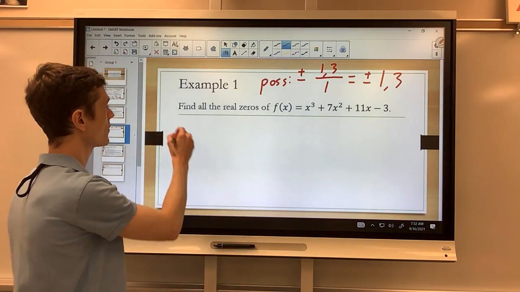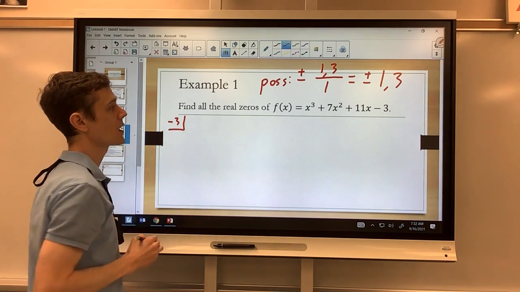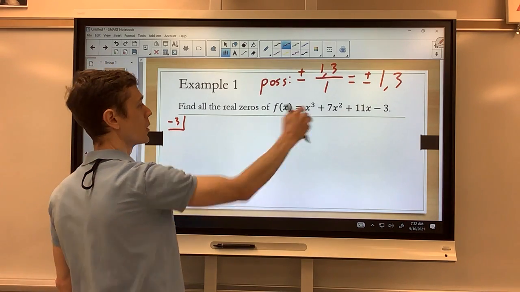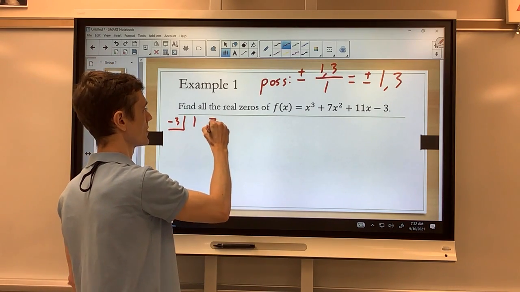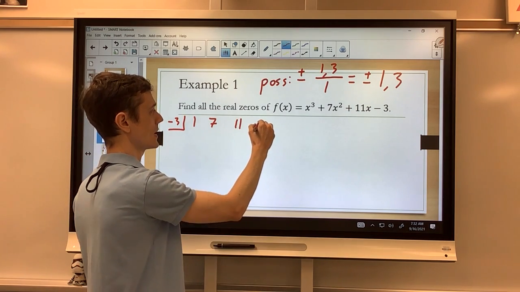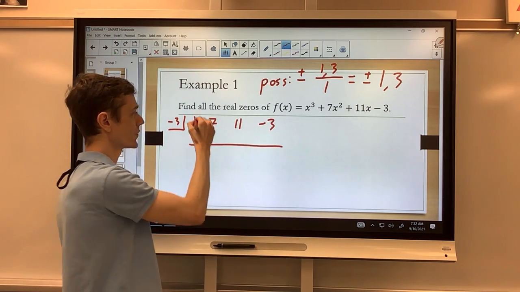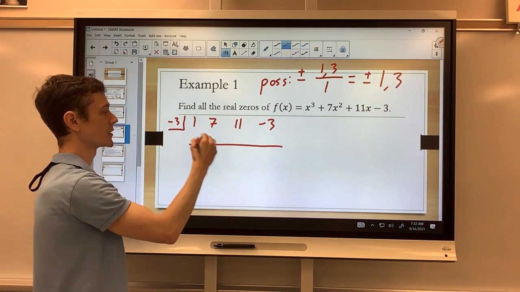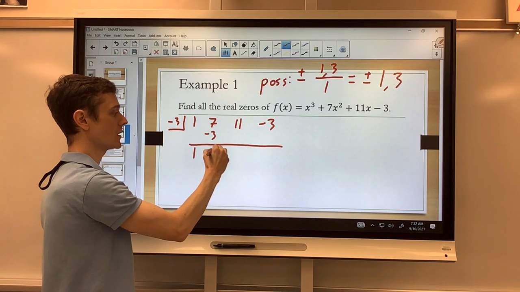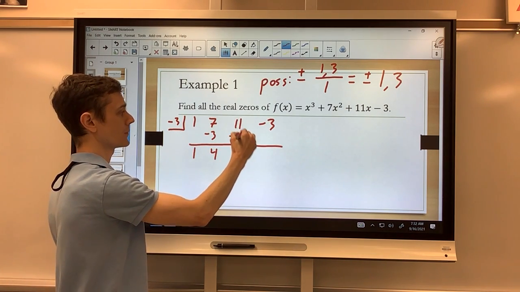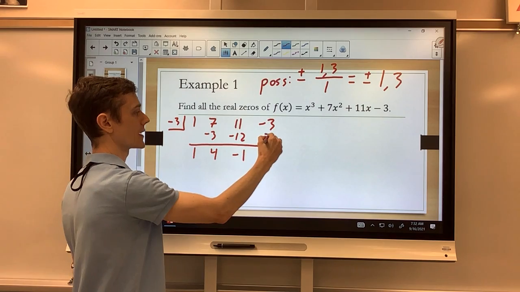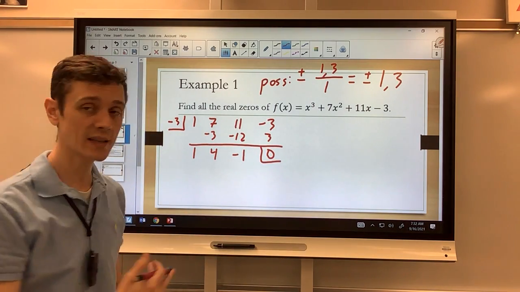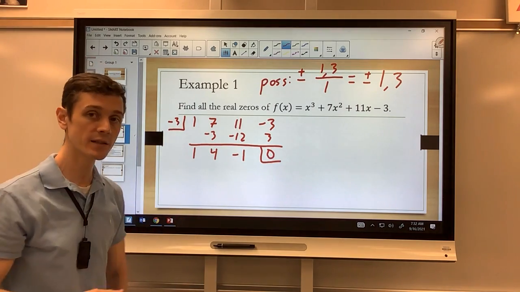On this problem, I'm going to start off by testing -3. So -3 is one of the numbers on my list of possible zeros, and my list of coefficients is 1, 7, 11, and -3. Now the first number on the synthetic division always comes straight down. Then you multiply by your 0 that you're testing, add the numbers in the column, multiply, add, multiply, add. Now remember, the last number is the remainder, so that means that this is in fact a 0 of the polynomial. -3 is a 0.